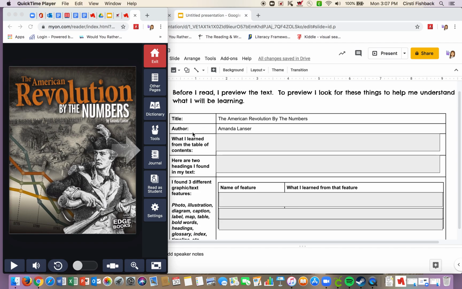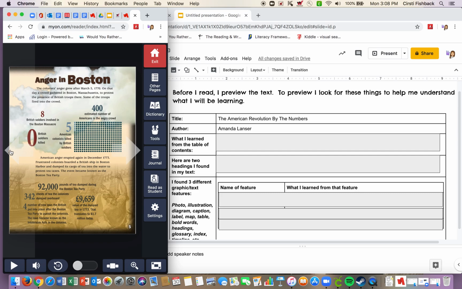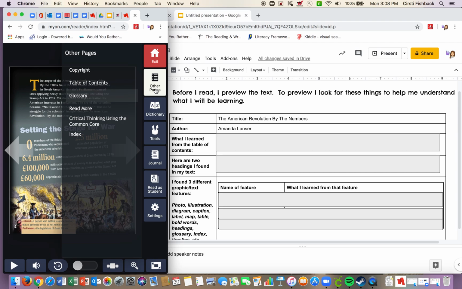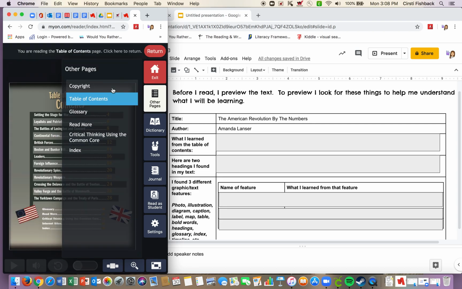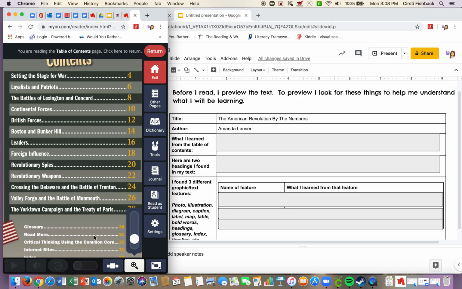The first thing is what I learned from the table of contents. When I click in here, I actually don't find the table of contents. It's found over here in other pages, which give me more options for different pages to click on. There's table of contents, so I click on that. I can click this button to make that go away, and now I can see the table of contents better. We can even zoom in so we can see those words bigger.